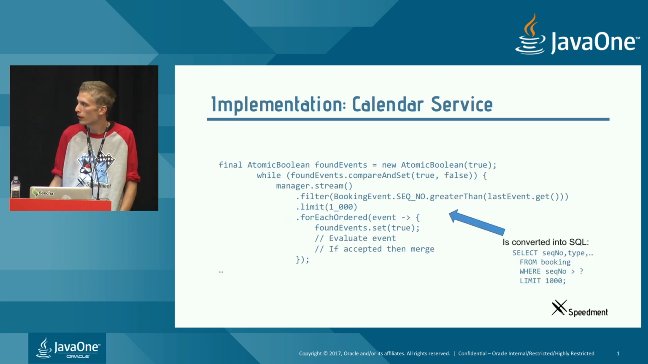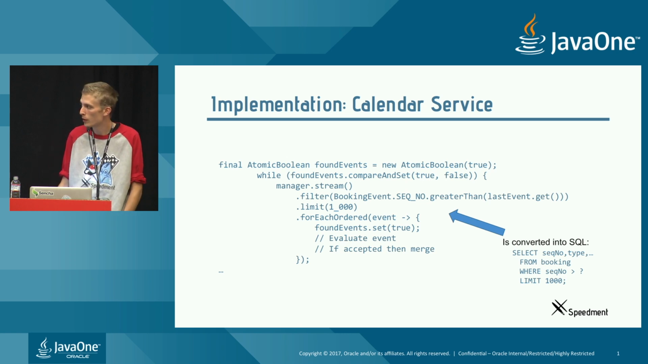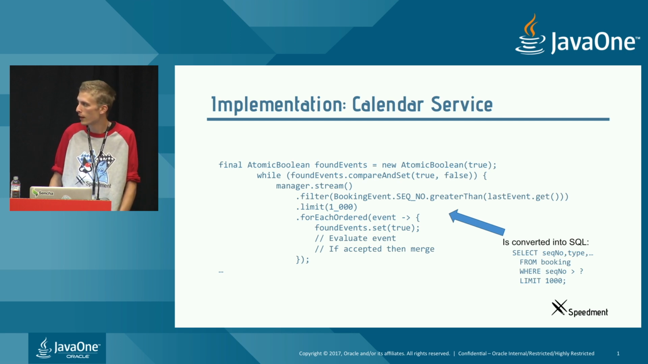The actual loop that is polling, you saw the poll for events method, it's using the Speedment stream, so just streams over the manager handling the events, filtering out every event that has a sequence number greater than the last event, limits that to 1,000 elements, and iterates over them.